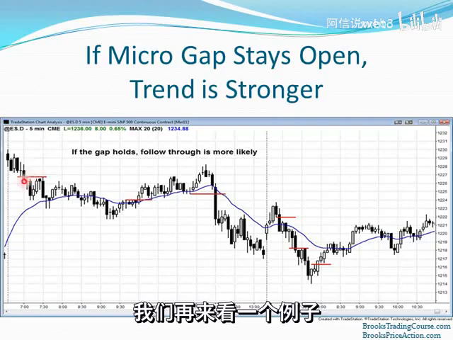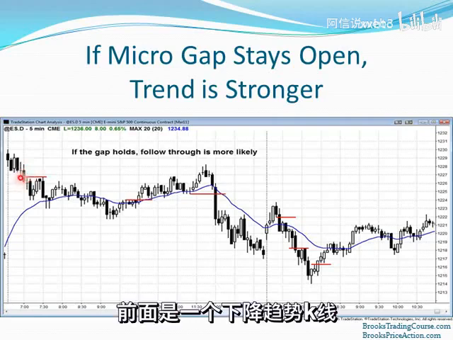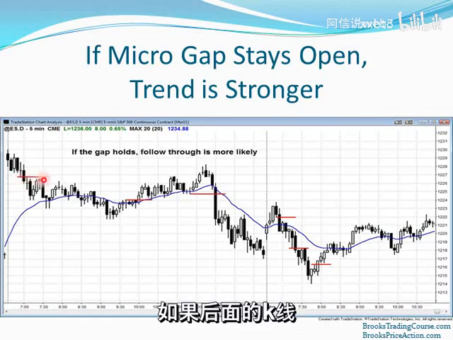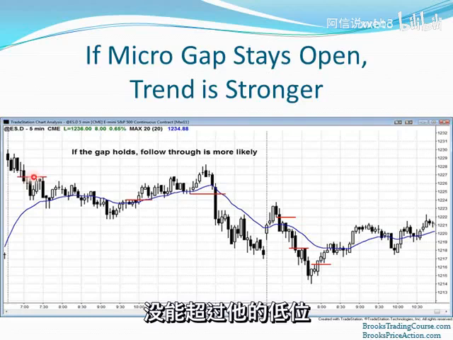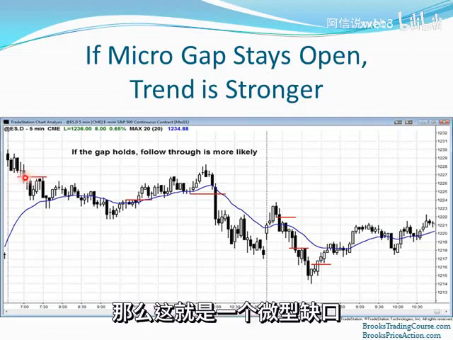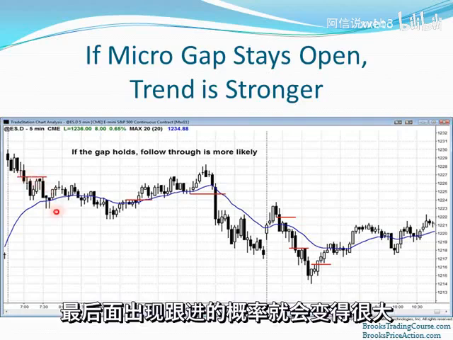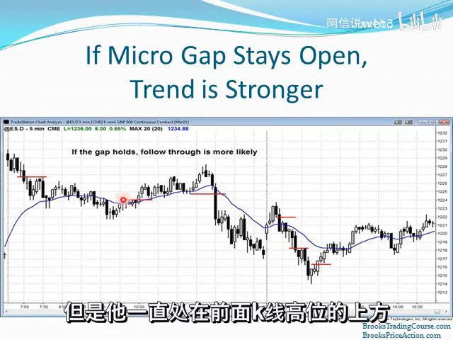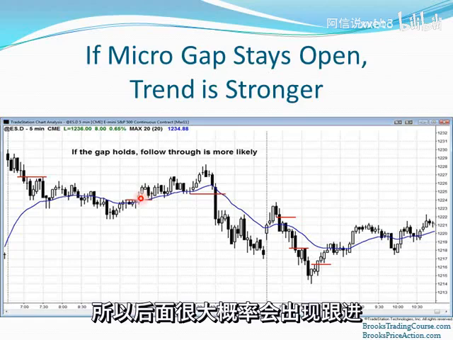So here's an example. We have a bear trend bar. You look at the low of the bar before it as resistance, and if the bars after do not go above the low of that bar, this is a micro gap, and it increases the chances that there'll be more follow through. Here's a bull breakout, and here's a pullback, but the pullback stayed above the high of the bars before it, so there's more chance of follow through.